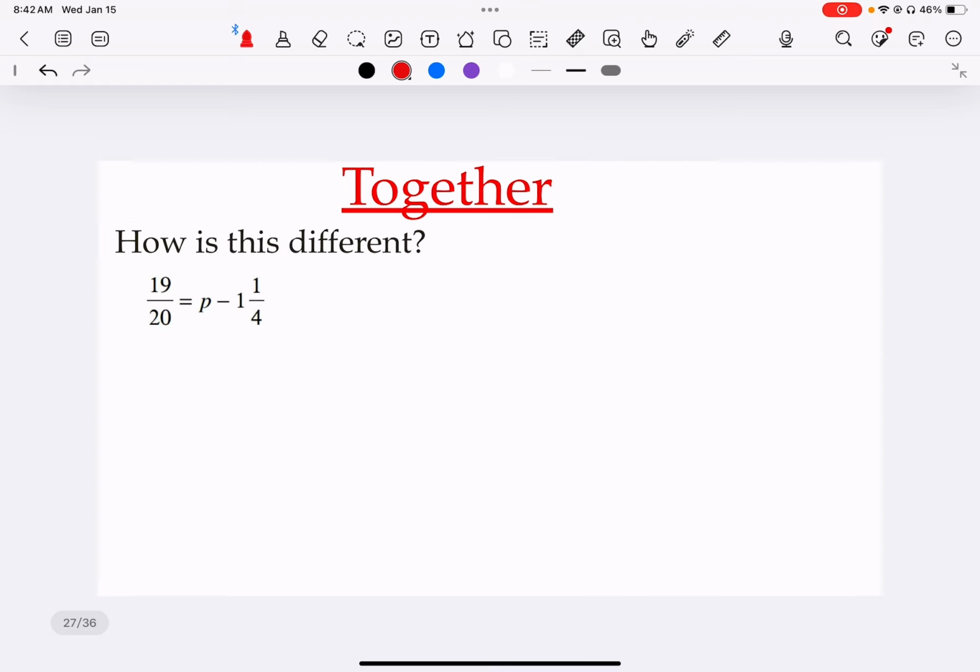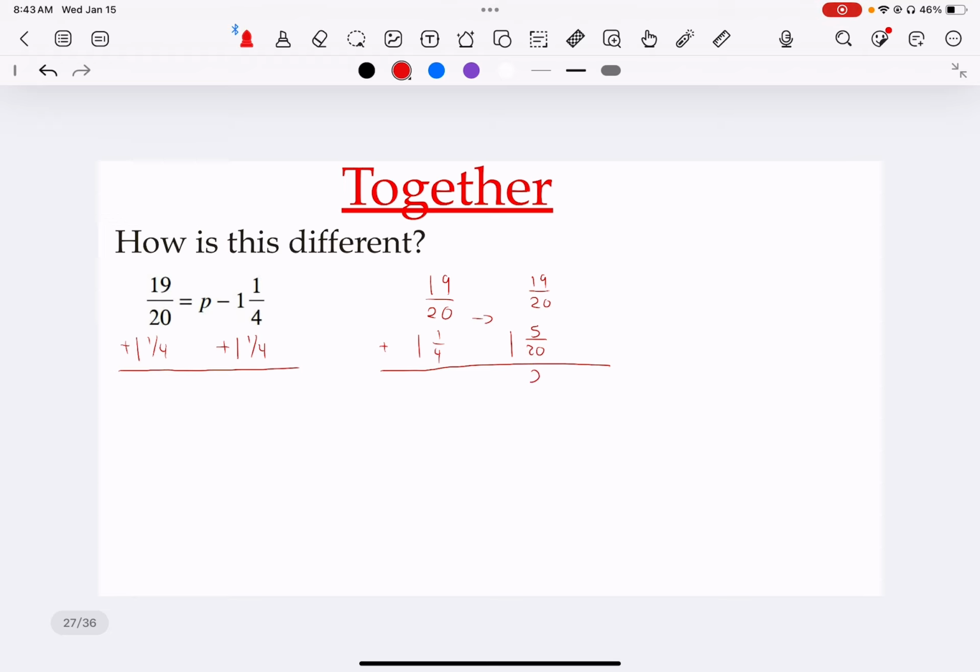So we have 19 over 20 equals p minus 1 1/4. So all I have to do is just add 1 1/4 to both sides. To add 19 over 20 and 1 1/4, I have to get the fractions to have the same denominator. My common denominator is 20, so I could leave this as 19 over 20, and then this other fraction could be 1 and 5 over 20.